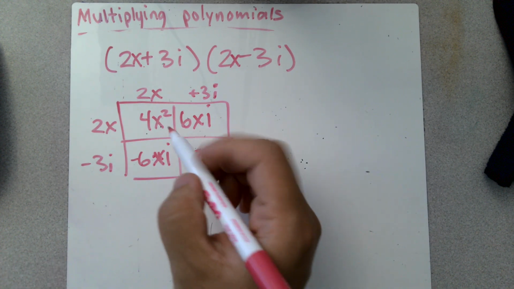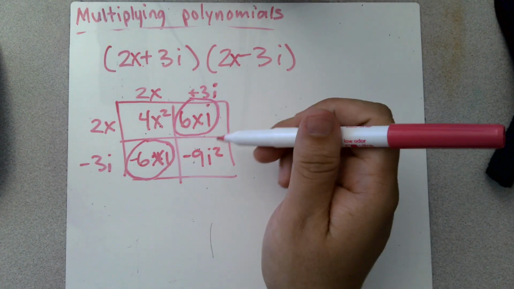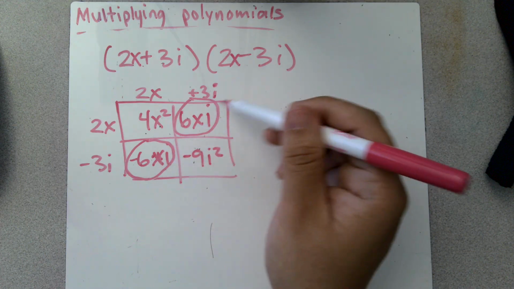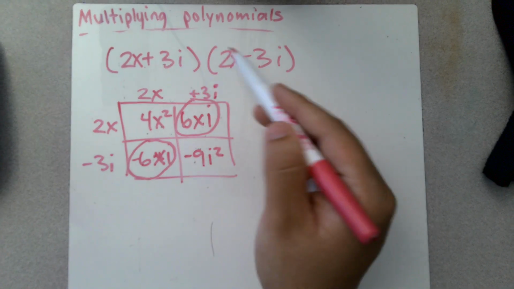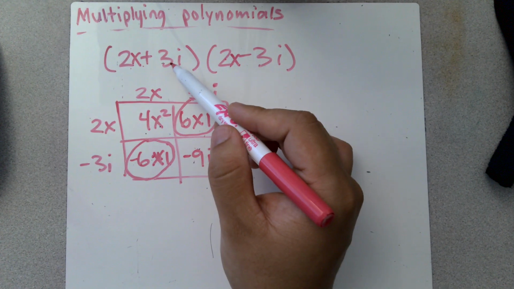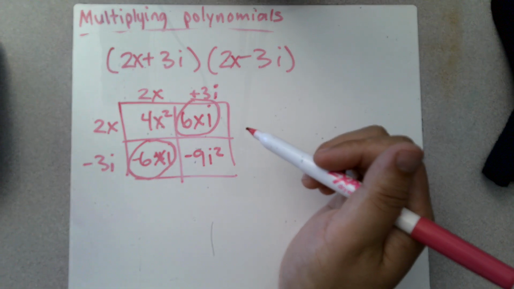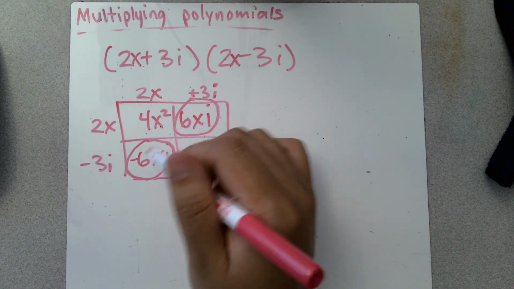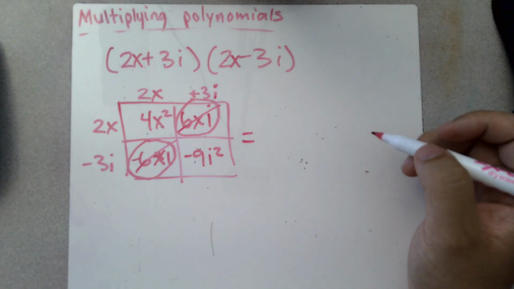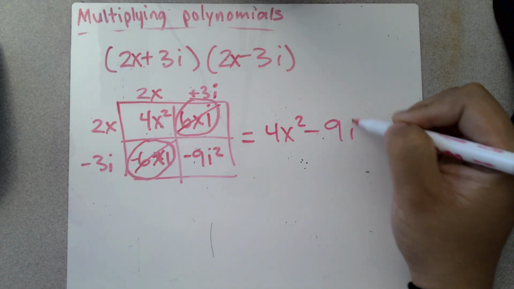What you're going to notice is the i's, and there's a difference between the i's and the i squareds. The i's are going to cancel out because of this nature of plus and minus. Some of us were just doing 2x times 2x and 3i times negative 3i, yes, you were getting it right, but you didn't know why. You were skipping this step where these are going to end up canceling out. Do not skip steps. You have to know why it works. So now we have 4x squared minus 9i squared.